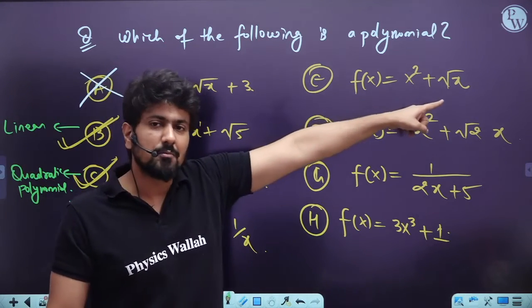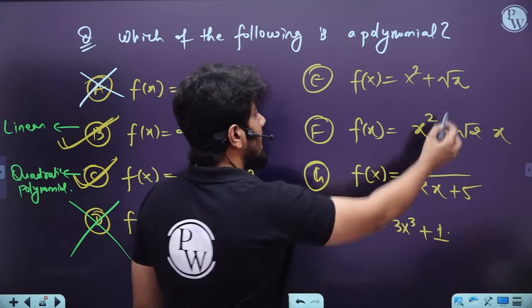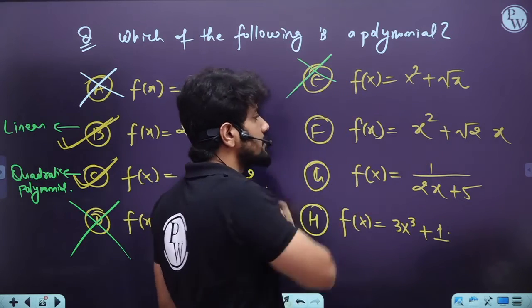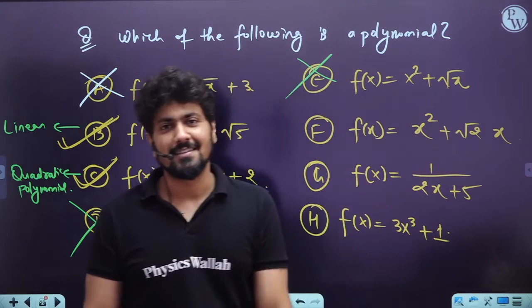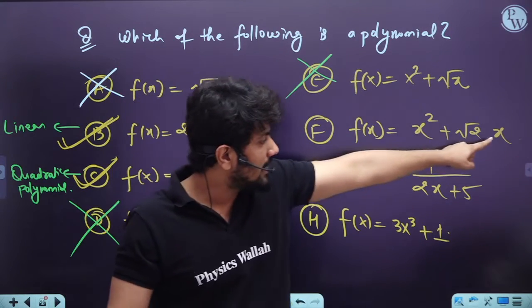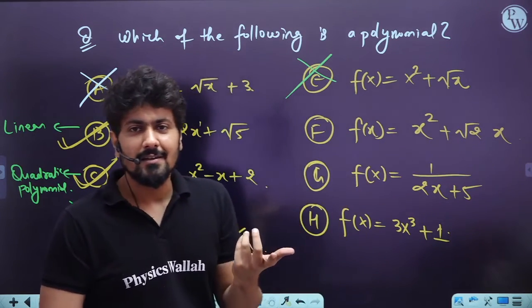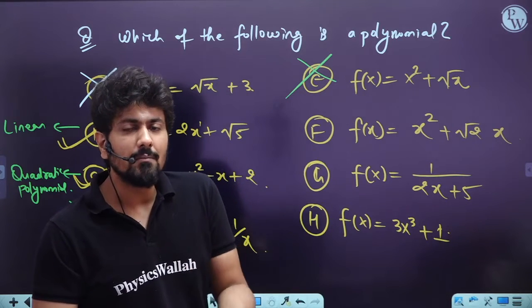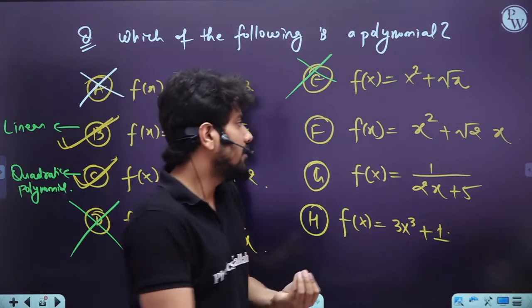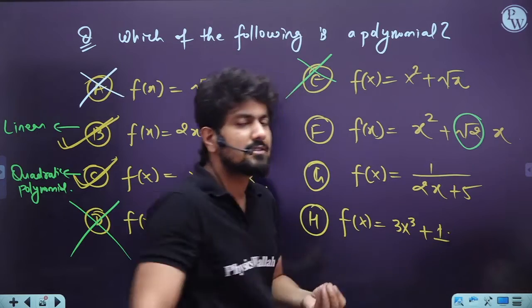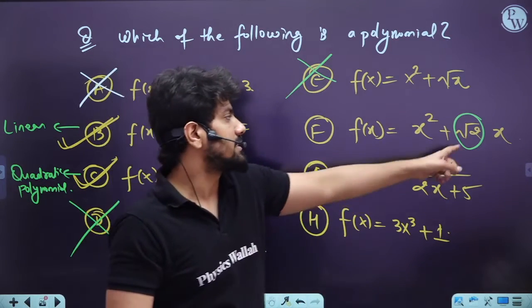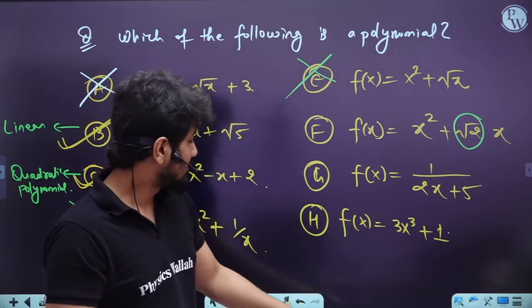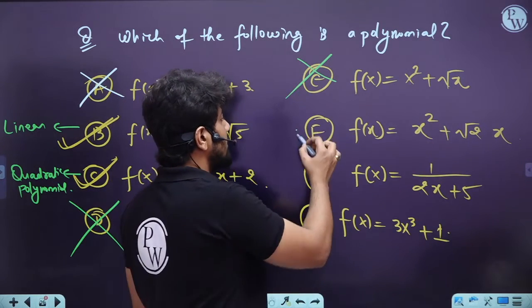This one, is this a polynomial? No, because we have x raised to the power 1 by 2. This is not a polynomial. Now, is this a polynomial? Yes. Because we have x square, here we have x raised to the power 1. Power of x is a whole number, that's the only condition. Even if we have root 2 over here, that's not a problem. This is just a number. You can write 1.7 something, right? So this is a polynomial.